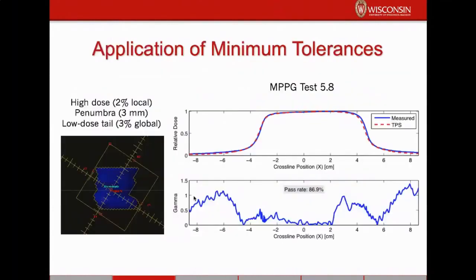So this is what it looks like to apply minimum tolerances in practice. On the left here, you can see the tolerances for profiles for photon beams for the tests in section 5 of the MPPG report. In the high dose region, they recommend a 2% local criteria. In the penumbra, they recommend a 3 millimeter distance to agreement criteria. And then finally, in the out of field dose region, they recommend a 3% global criteria.